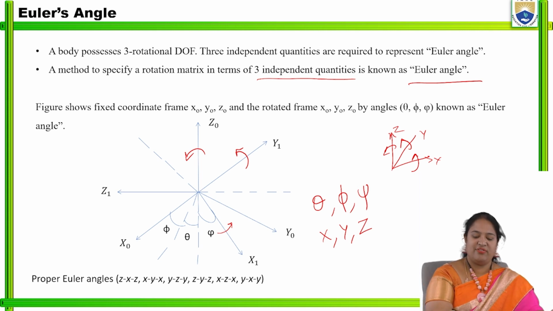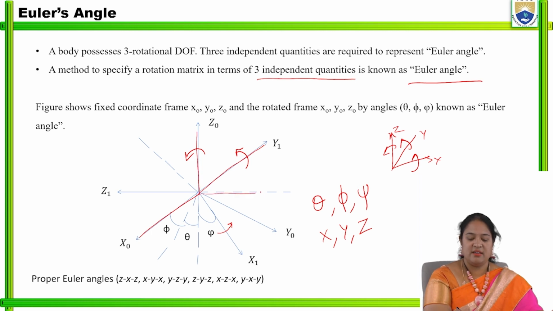Now we can see this figure here. In this figure, we can see the x-axis, the y-axis, and the z-axis. Each axis is rotating about its own direction, about its own axis, where it determines the angles pi, theta, and psi.